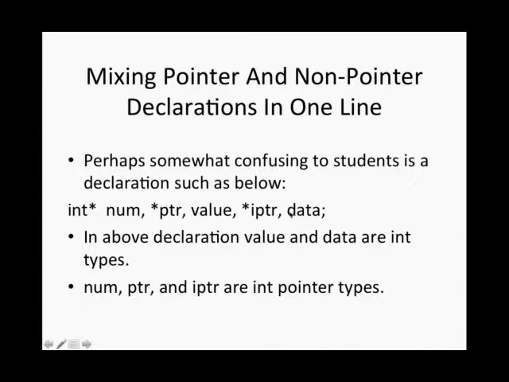So be very careful when you see multiple declarations like that. They're not all pointers. This and this, which have no asterisk, are the int type. All the ones that have an asterisk, whether it's attached here or here, doesn't matter, are pointer type.